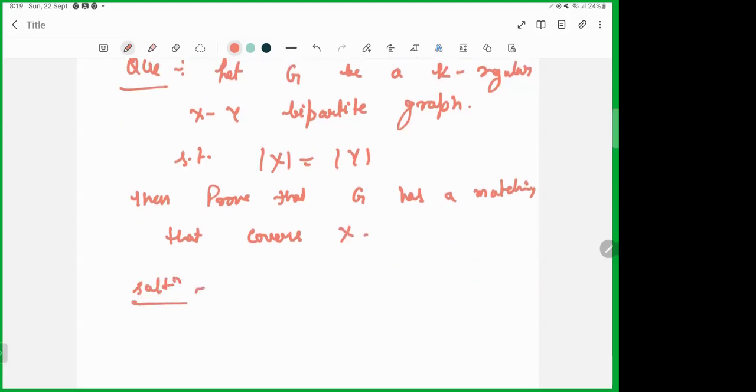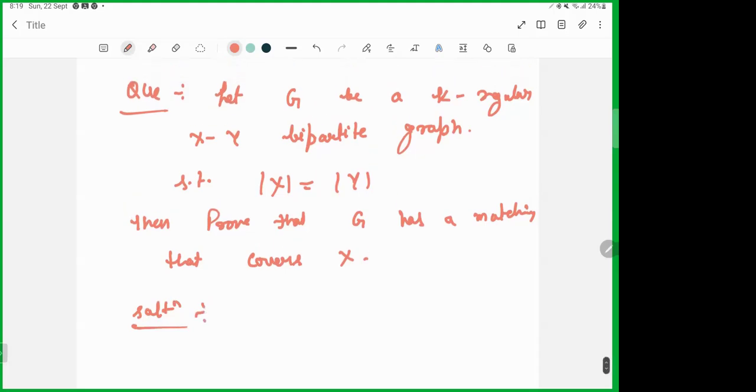So can you think of something? G is a k-regular graph. So k-regular means each vertex has degree k, and this is an XY bipartite graph, and both sides have the same cardinality. You need to prove that G has a matching that covers X. So what is the immediate theorem coming to your mind? We recalled it initially, right? What theorem? Hall's theorem. But for Hall's theorem, we need to prove one thing to apply it.